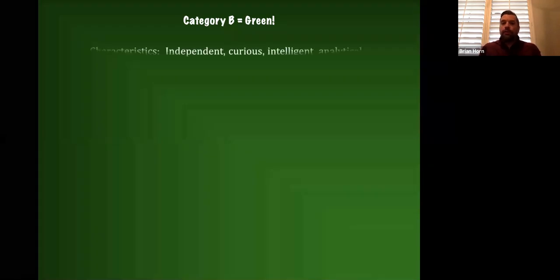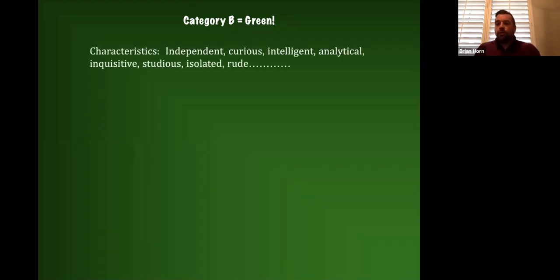The next personality color is interesting. It's category B, and the personality here is green. Now, green, I say, is interesting because based on their qualities and characteristics, the curiosity, the inquisitiveness, the analytical thought, you would think that they would always be really good students. And for the most part, they get it.